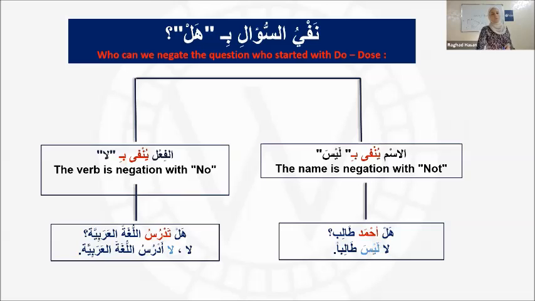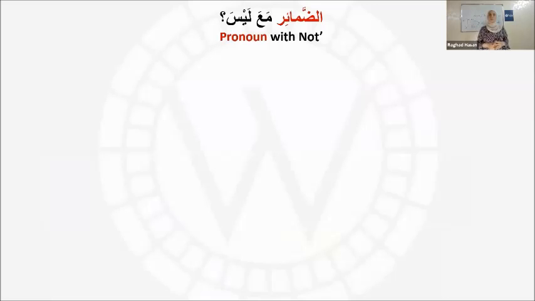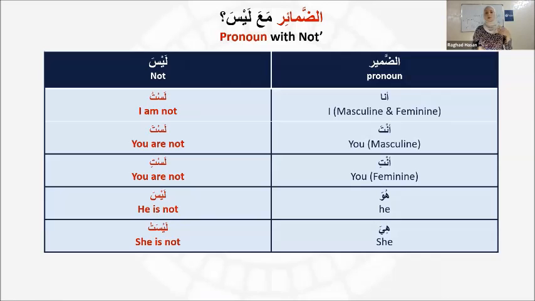Okay, let's complete now. Let's conjugate the pronouns with ليس. As we said, you should add ليس for a noun, الأسماء. So أنا, I, for masculine and feminine, أنا لست, I'm not. أنت, you for masculine, أنت لست. Here we want to focus on pronunciation because it is the same letters, just with different pronunciation. So أنا لست. أنت لست.